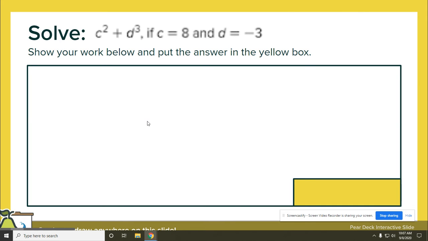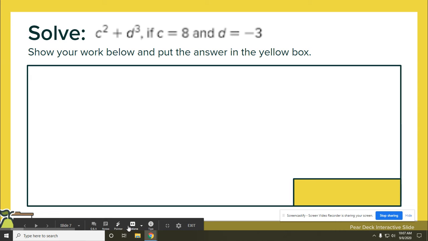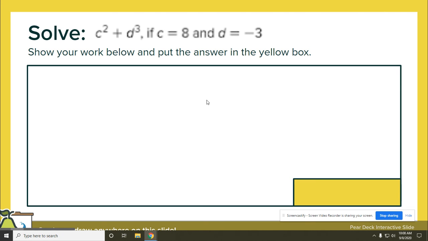If C is 8 and D is -3, that would be 64 plus -3 to the 3rd power, which is -3 times -3 times -3. -3 times -3 is +9. 9 times -3 would be -27. 64 minus 27 would be 37. So the answer on this one's 37.